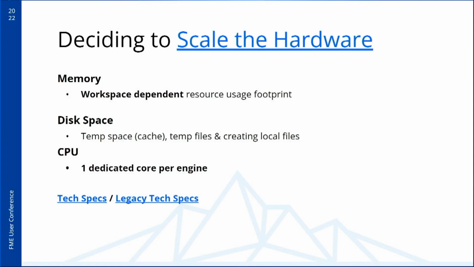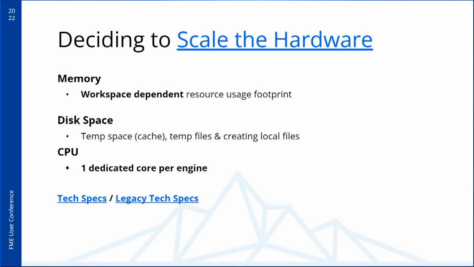If you're seeing that memory warning in your job logs a lot, that's definitely the first place I'd look at to scale. The second would be disk space, just making sure you have enough disk space on your machine, especially if we're eating up your memory. We're going to go for your disk space next. So make sure that you have plenty on that machine.